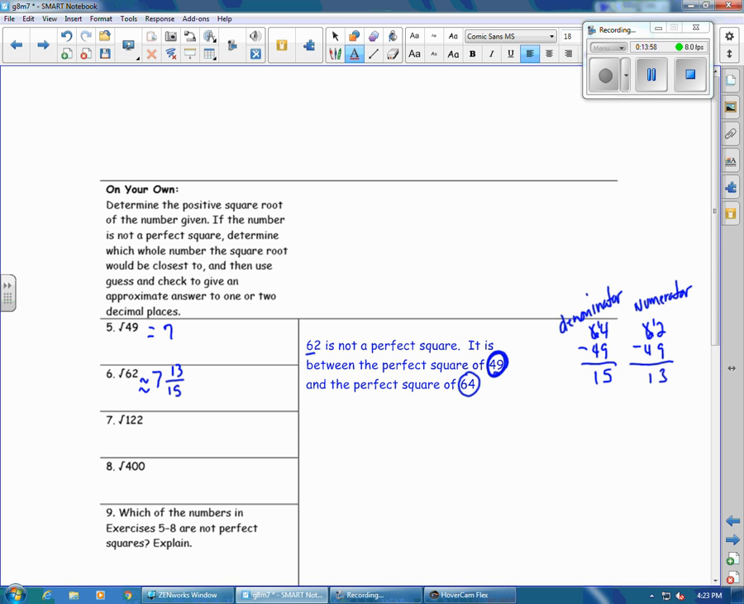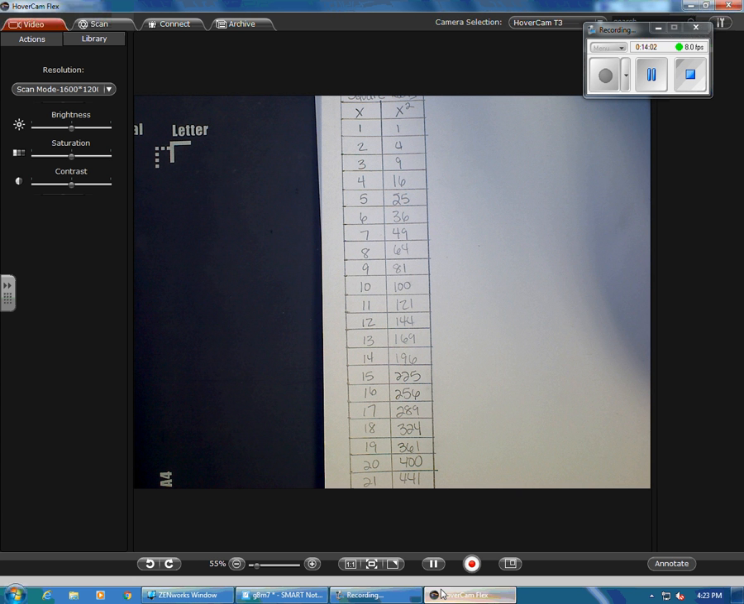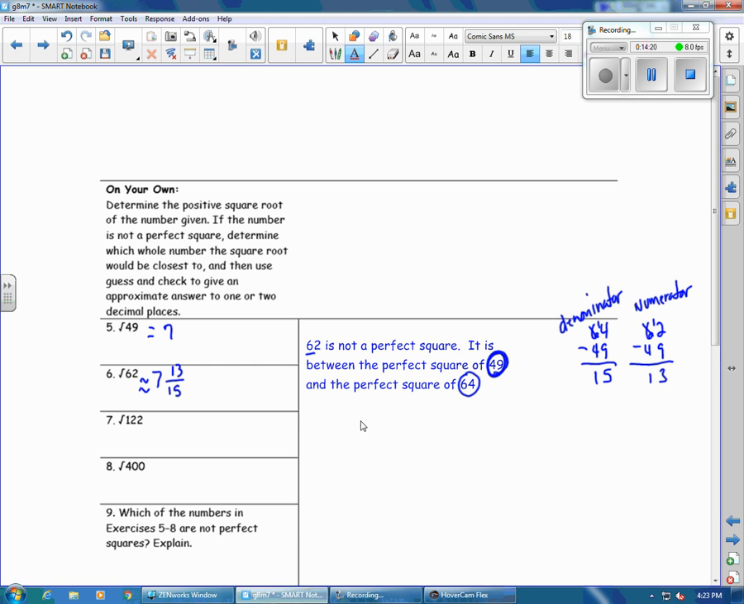So see if you can take a look at 122. Let's see if it's on our chart. Look in here. 122 is greater than 121, but less than 144. Why don't you go ahead and pause the video and see if you can figure out how to set up and figure out the fraction that would bring us a little bit closer. So we know it's going to be between 11 and 12. So it would be 11 and some fraction. So pause the video and see if you can work that out.